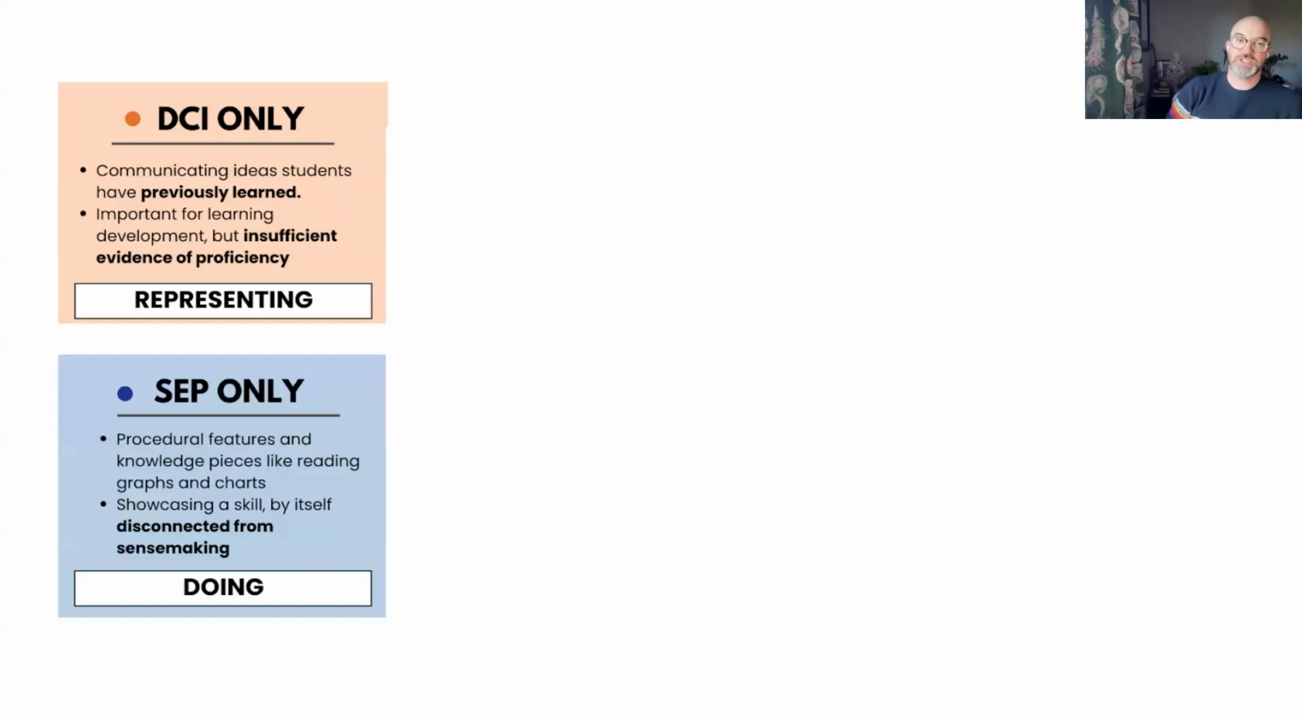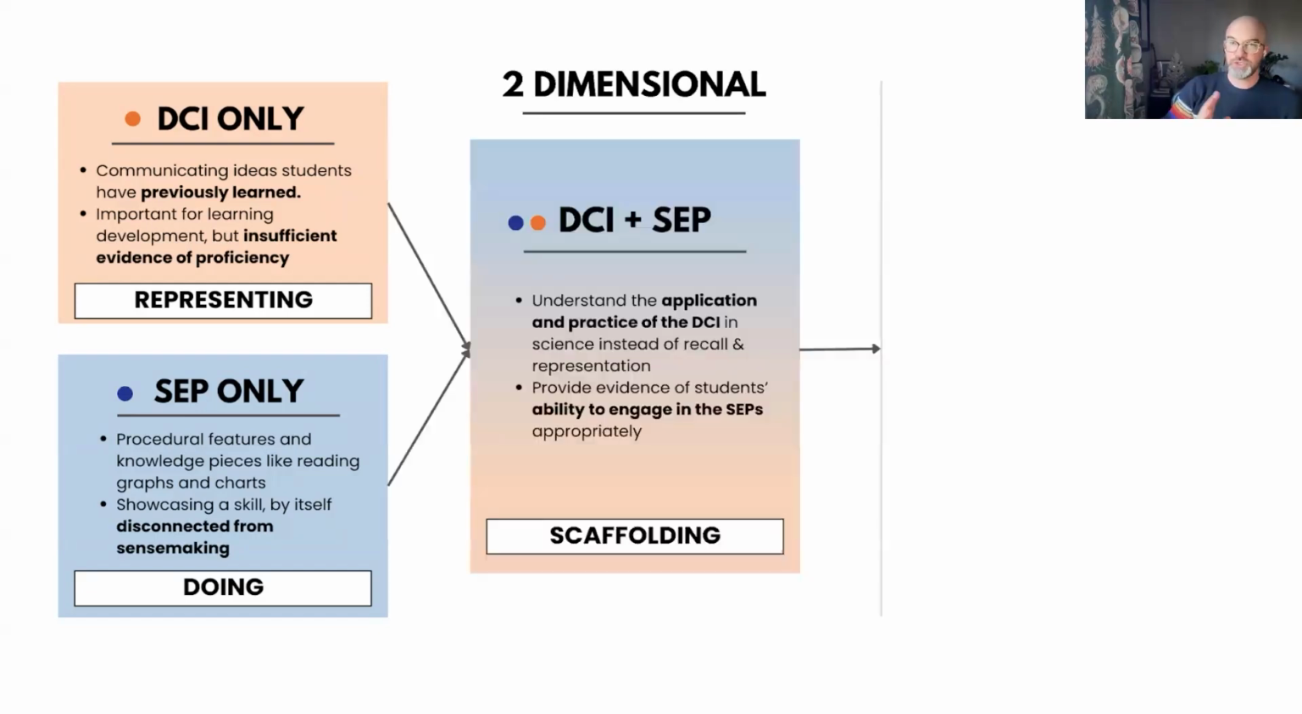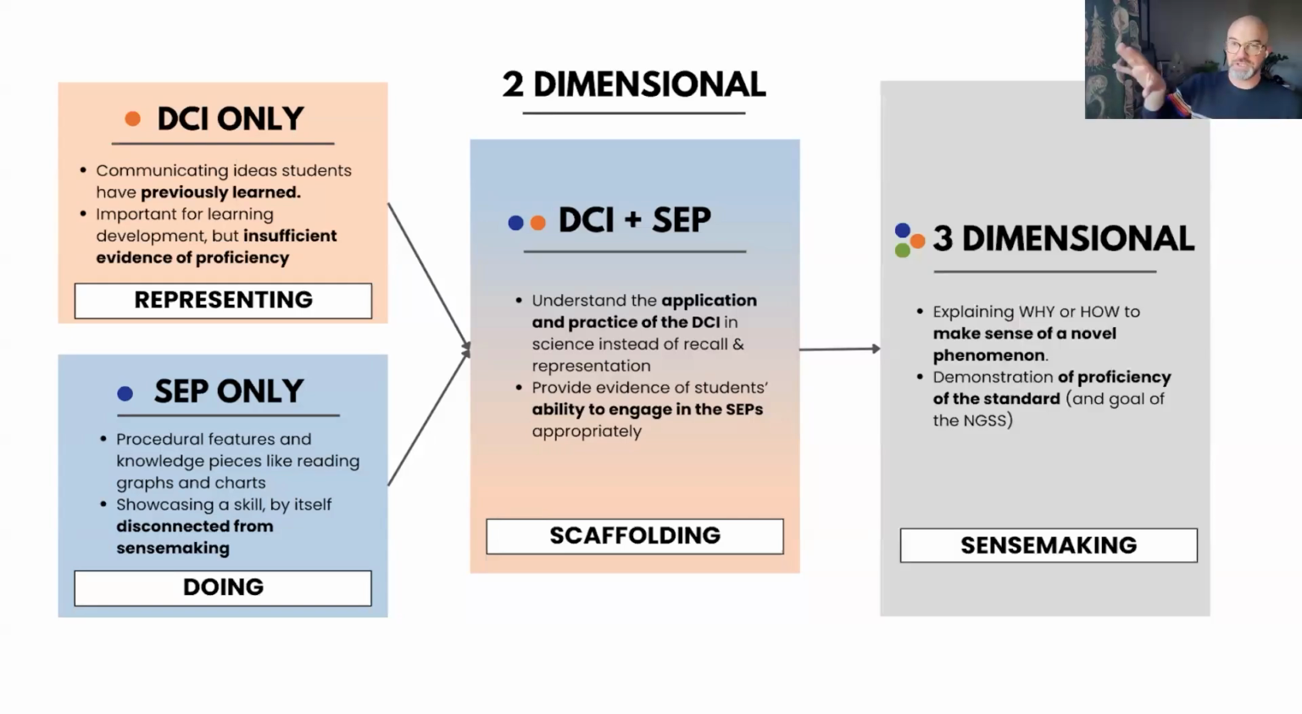And then we also ask questions about the SCP only. Can you do that thing? Can you, in this case, ask questions, and can you define problems? And that's what we really want you to do. And then we also write questions on InnerOrbit that are two-dimensional. So we want to parse out very specifically the DCI and the SCP together and say, can you ask questions? Can you define problems that involve that DCI? It's really, really important that you keep those things together when you're evaluating students' ability to build into sense making.